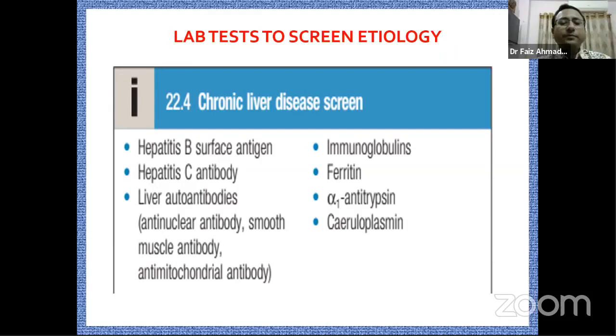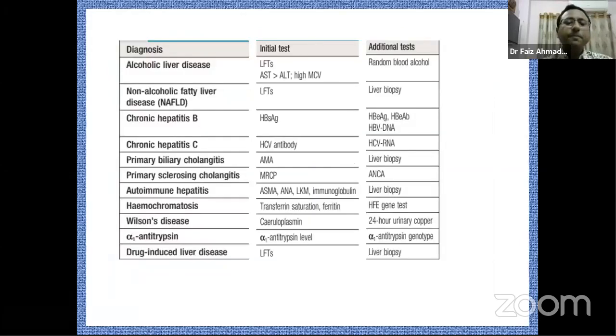Then we go for some liver autoantibodies to rule out autoimmune cause: anti-nuclear antibody, smooth muscle antibody, anti-mitochondrial antibody. Ferritin to rule out hemochromatosis, ceruloplasmin to rule out Wilson's disease. And as fatty liver is gradually becoming a common cause of cirrhosis, we go for different imaging studies and other relevant studies to rule out fatty liver. So here you can see the first line investigations and second line investigations to rule out different etiology of cirrhosis of liver.